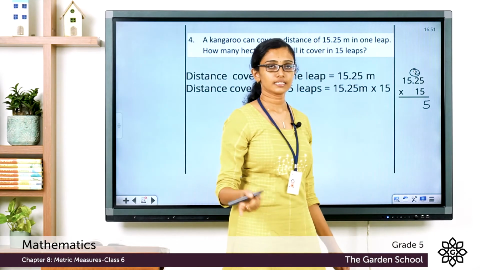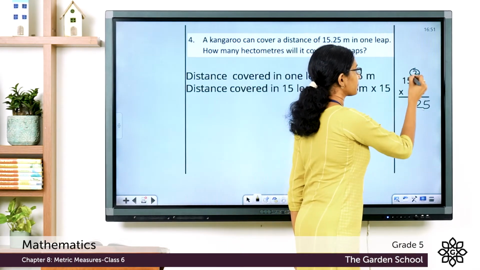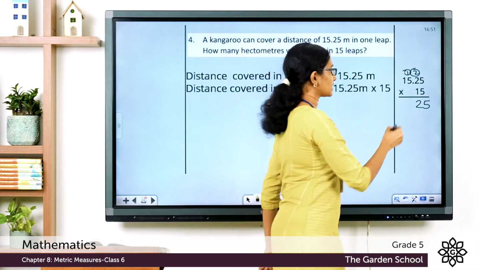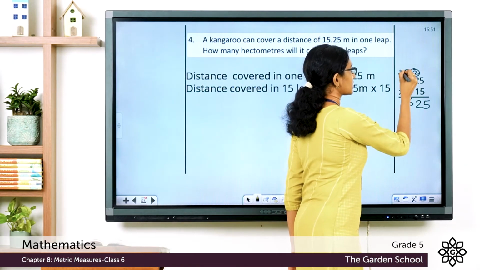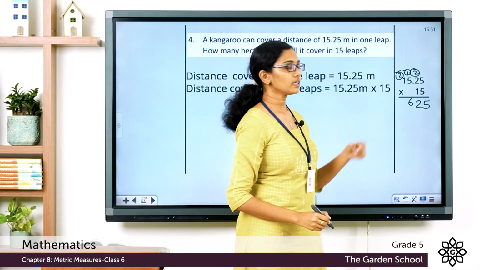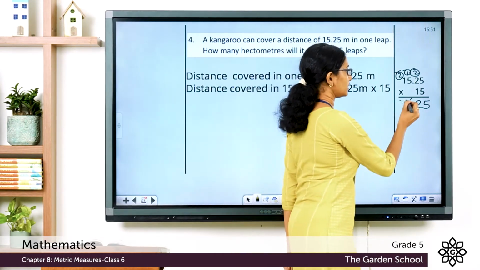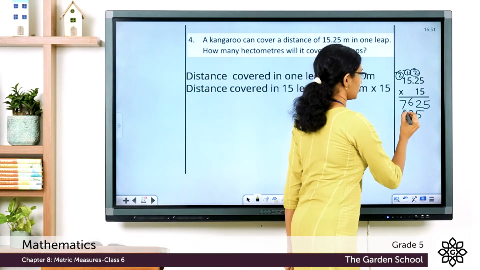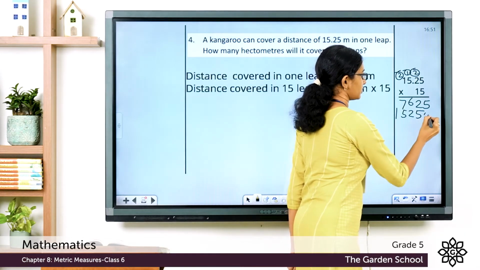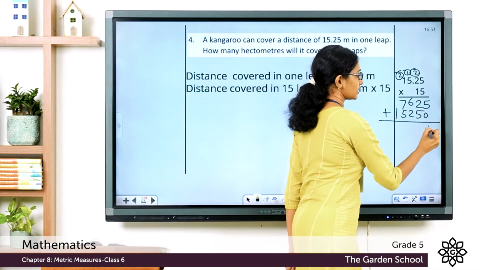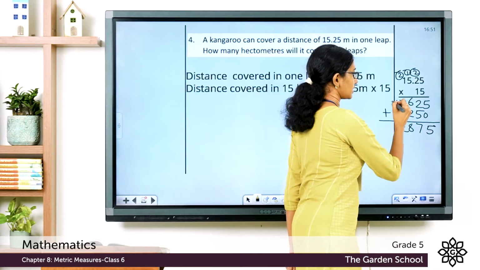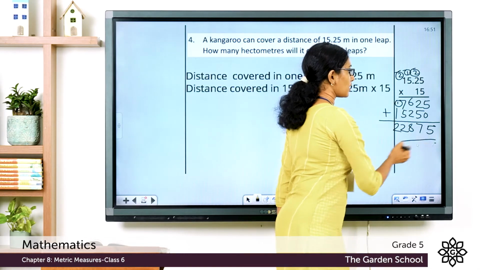5 2s are 10, plus 2, it is 12 here. I carry over here. 5 into 5, 25 plus 1, it is 26. Again, I carry over. 5 into 1, 5 plus 2, it is 7. Now, 1 5s are 5, 2, 5 and 1. Now, let's add the products. Here it is 5, 7, 8, 12. I carry over 1, 2. So, we have got a product here.